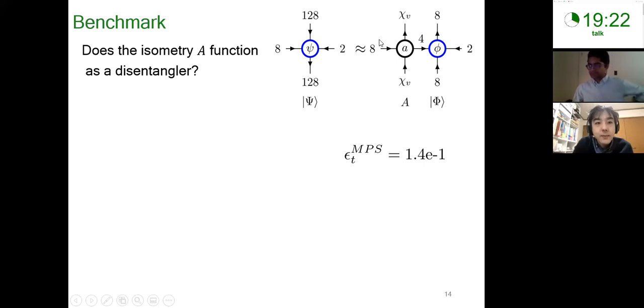We want to ask, how do the errors scale as a function of this A? Remember, the purpose of this A is to perform a disentangling effect on psi, or on phi, this new MPS, such that it is easier to split and easier to truncate. As a benchmark, let's just take our original MPS psi and truncate it down to bond dimension 8, at which point we get an error of 1 times 10 to the minus 1. This is to be expected, as we're having a very large truncation of the bond dimension from 128 to 8 directly. We want to see how this changes as a function of chi v.